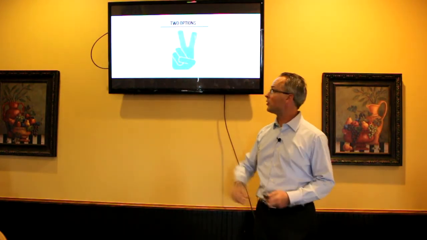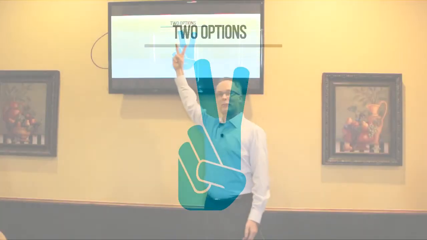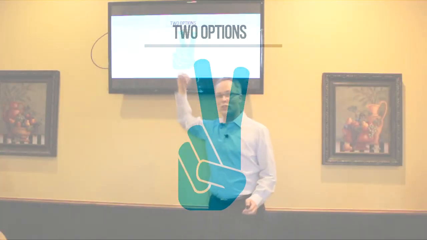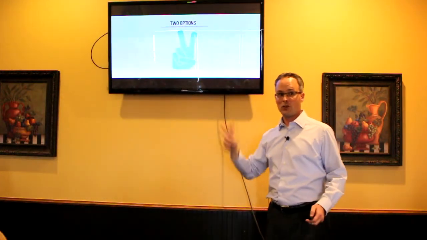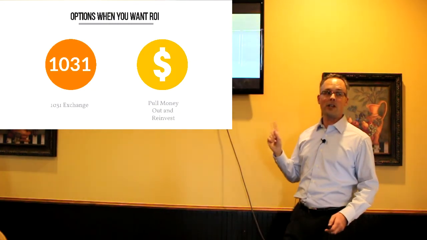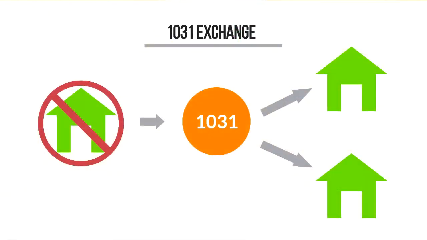So you have two options at this point. There's two things that you can do if your ROI goes below your threshold. For those of you that don't know what a 1031 exchange is, it's just selling a property, taking that money and buying properties. Except when you run it through the 1031, you don't have to pay taxes on the gains.